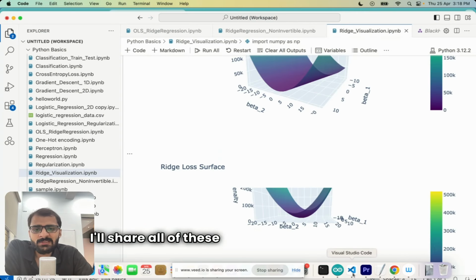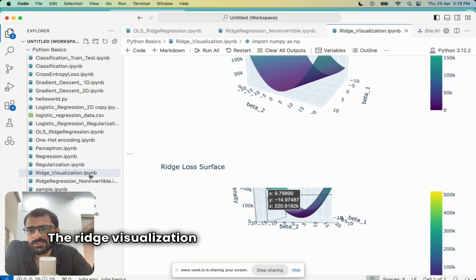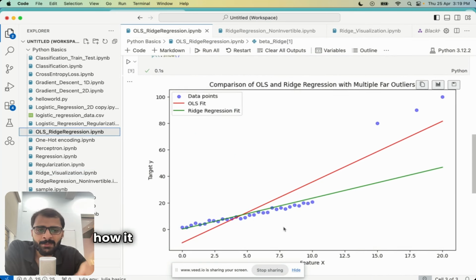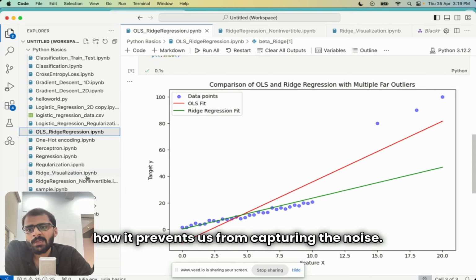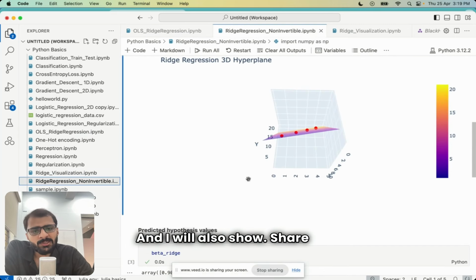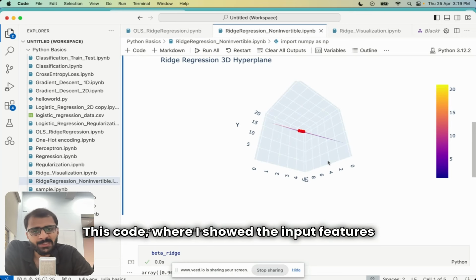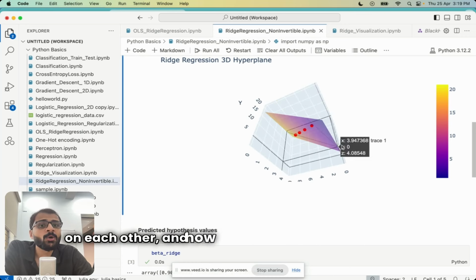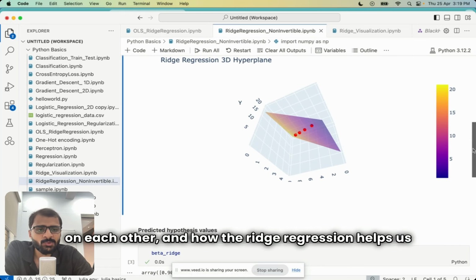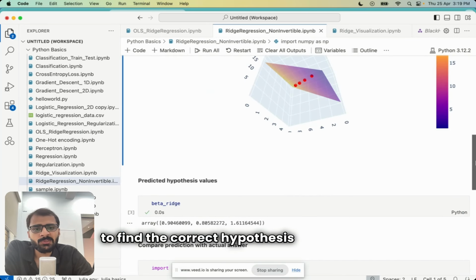I'll share all of these three code files with you. The ridge visualization, OLS versus ridge regression, where we saw how it prevents us from capturing the noise, and I will also share the code where I showed the input features as dependent on each other and how ridge regression helps us find the correct hypothesis in this case.